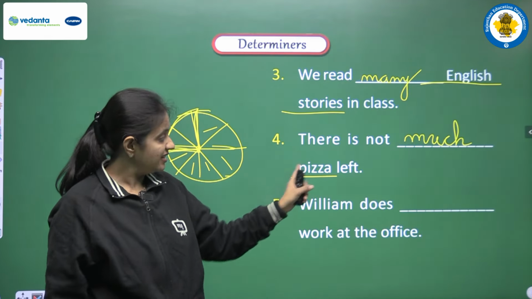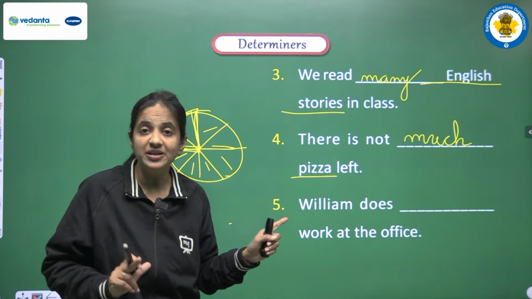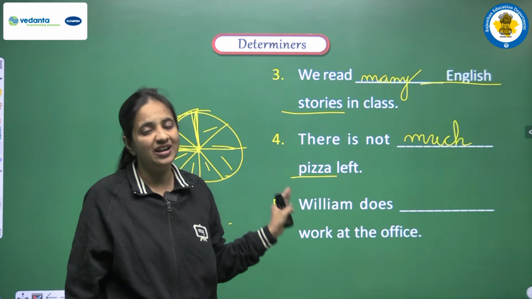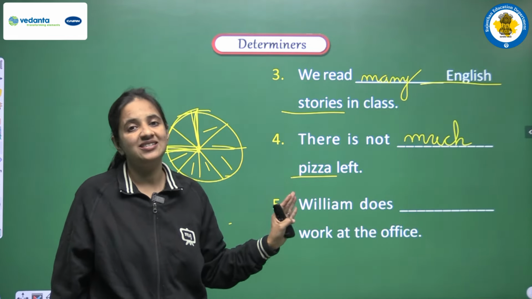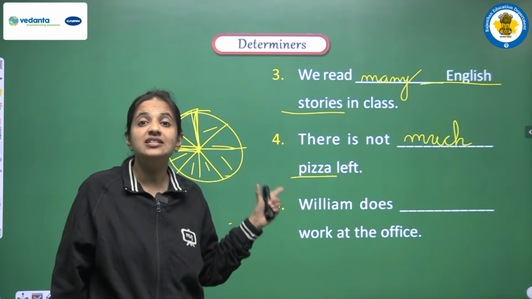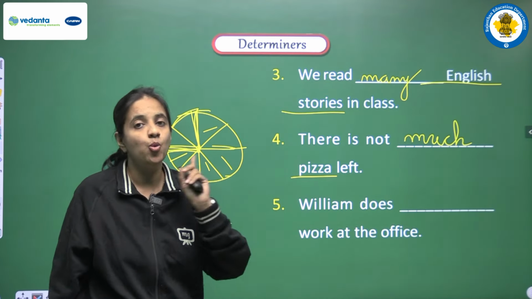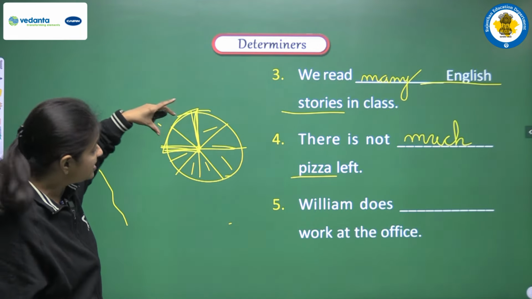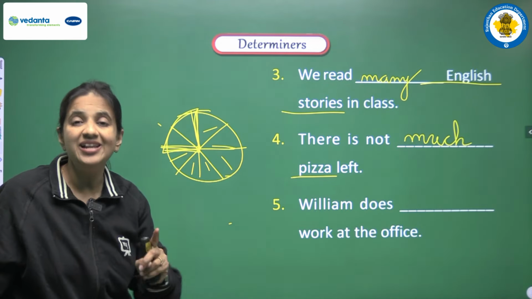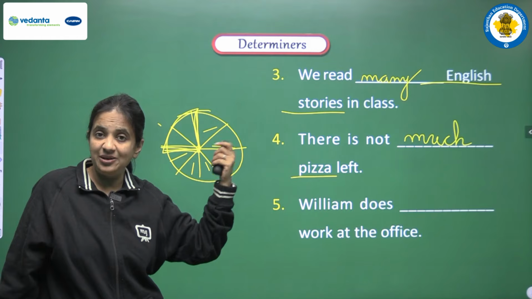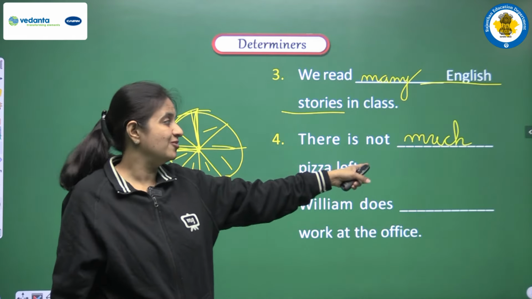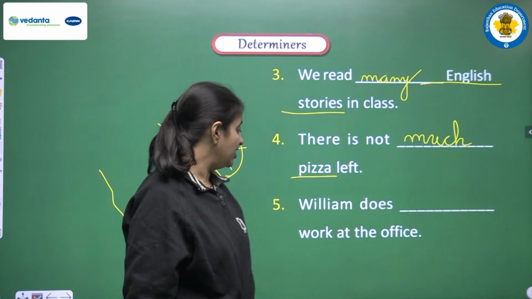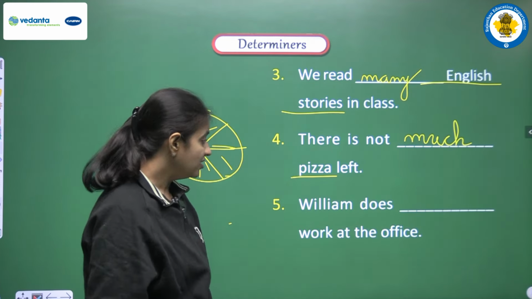First of all, in this sentence we are talking about only one pizza, because here we are having a singular noun. If here we had a plural noun then definitely our answer would be many, but we are having a singular noun. We are talking about only one pizza, and we are talking about the remaining part of one pizza. So this remaining part is uncountable. We cannot count this remaining part, and this is the reason our answer will be much. Clear?